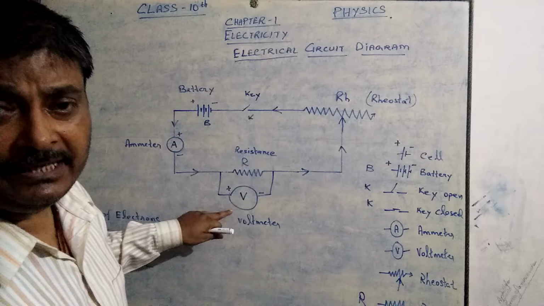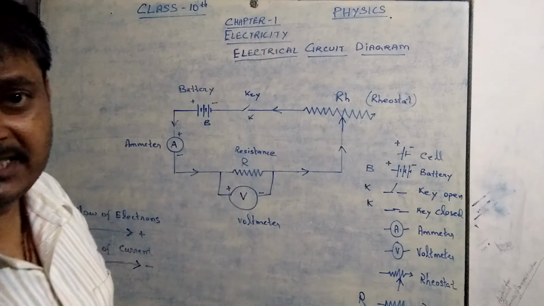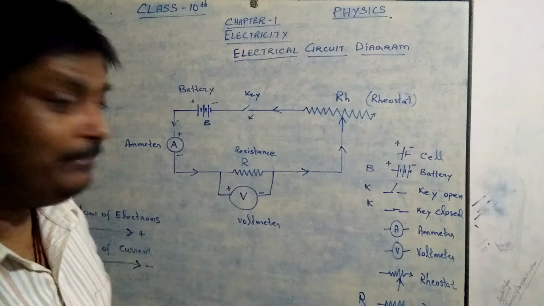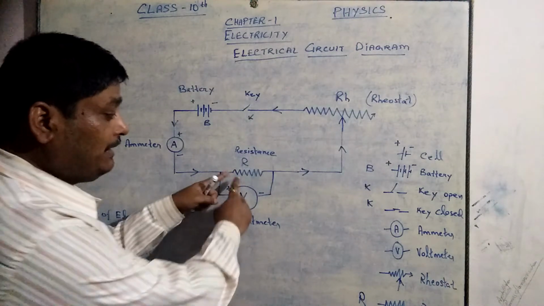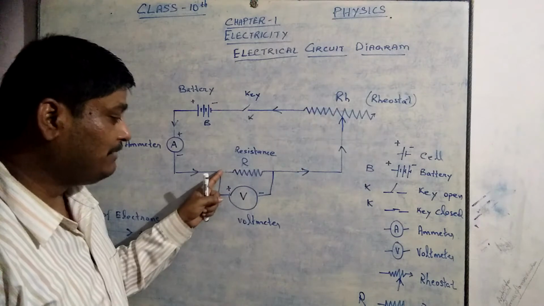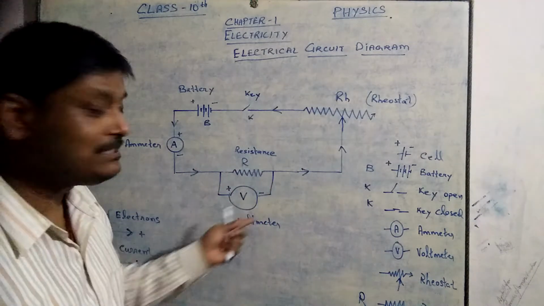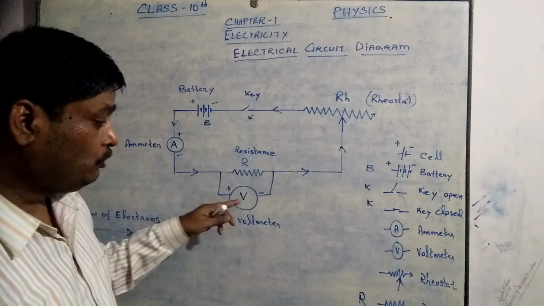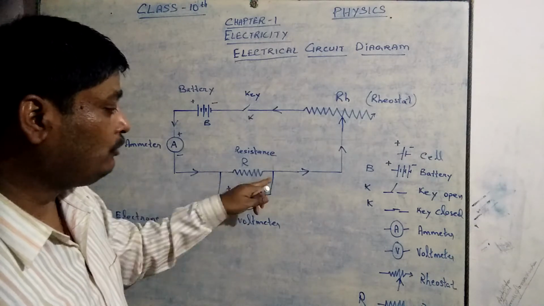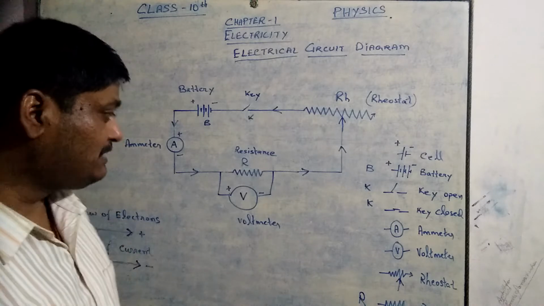Now the voltmeter is always connected in parallel to the resistance. You can see how we show it diagrammatically. The resistance is over here, and the two ends of the resistance have been connected by the voltmeter. In this way we show that it is connected in parallel. The two ends of the voltmeter are connected at two different ends of the resistance.